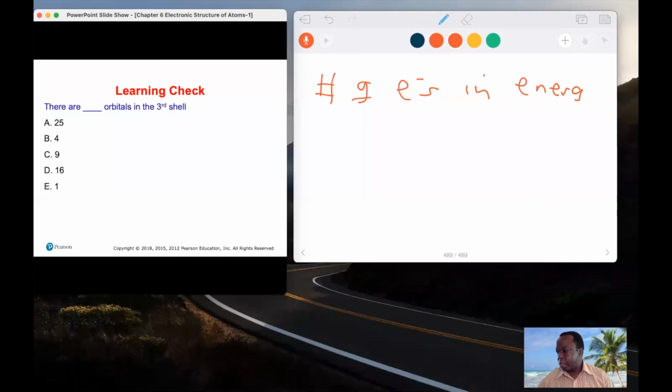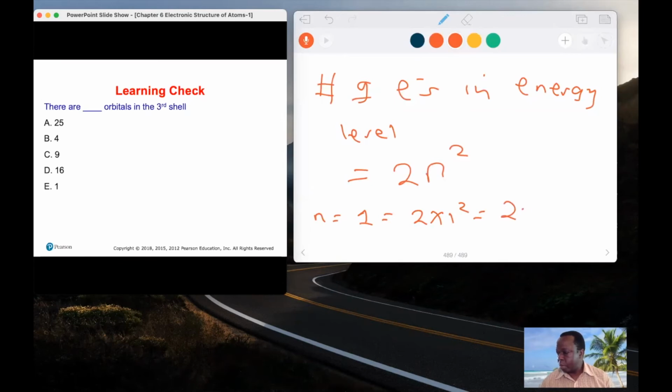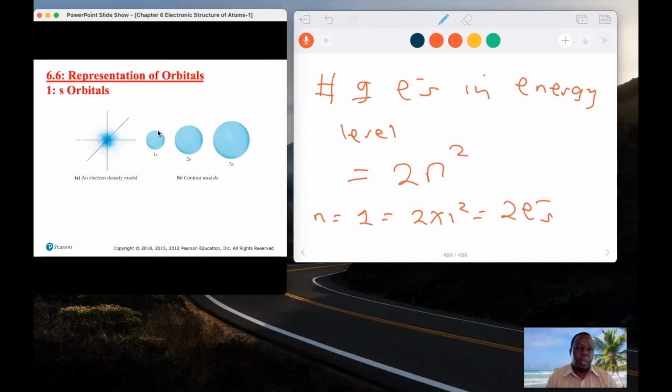Energy level is given by 2n squared. If n is equal to 1, then it's 2 times 1 squared, which is 2 electrons. That's the maximum number of electrons that can go in there. Just to give you that, there is a summary on how to find the number of electrons.